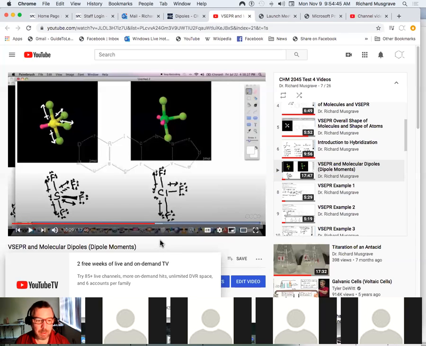Now I want to show you what happens if we had a shape like this. It's called a seesaw shape. You can imagine this is the bottom of the seesaw and these are the two ends. It's a piece of wood on the seesaw. So what happens here is that we can draw the dipoles along the SF bonds in each instance. And you can see here that when you've got two dipoles that are exactly opposite each other, those two are going to cancel. So the net dipole in that case is going to run directly through the middle here.